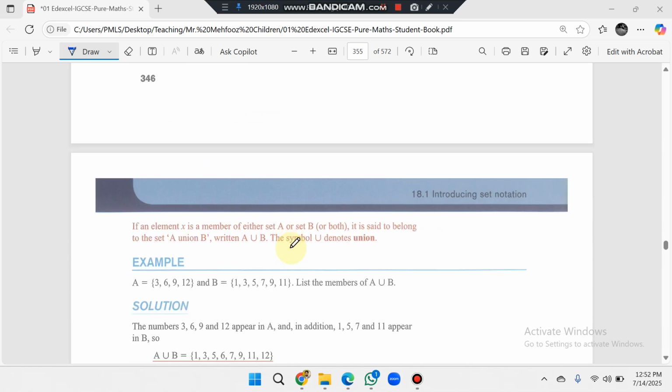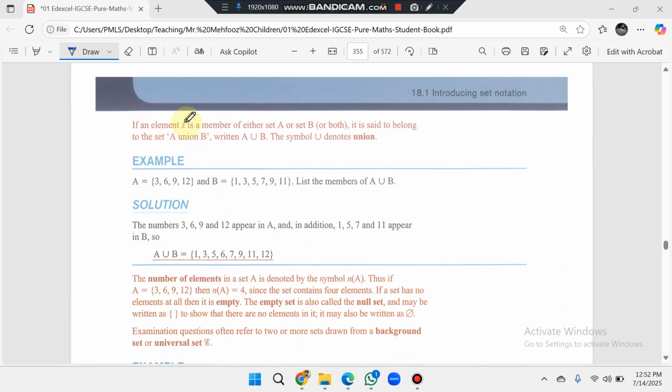No. Okay, next one is if an element X is a member of either set A or set B, it is said to belong to the set A union B. So if an element is in A or in B, it means that this element is involved in the union of A union B, right? Union of both sets. The symbol U denotes the union.